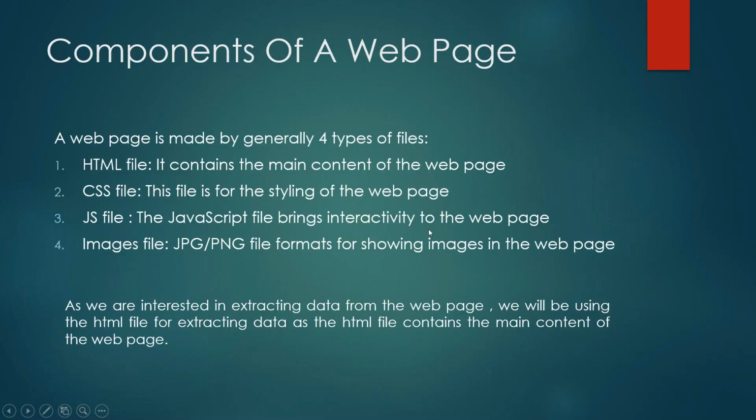So what is a CSS file? A CSS file stands for cascading style sheet. This file is used for styling the web page. Okay. Like if you want to make a web page more attractive, in that case we use this. Okay.